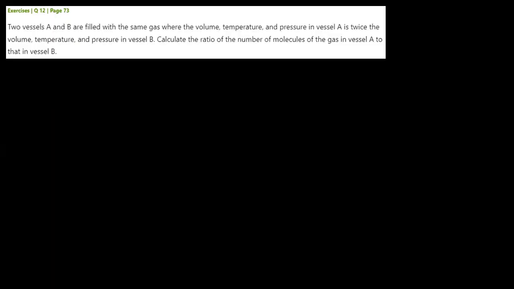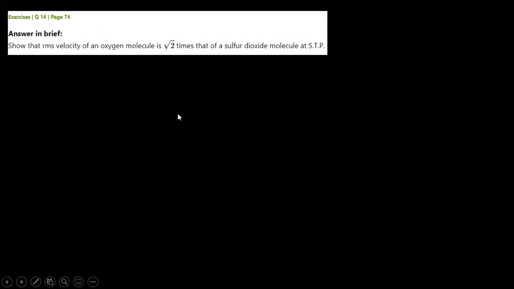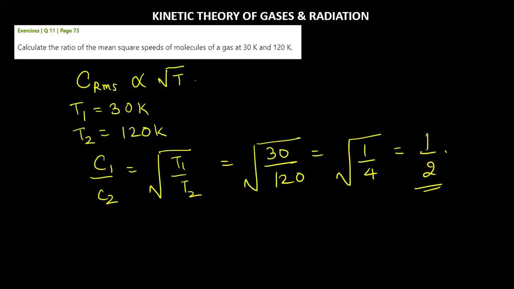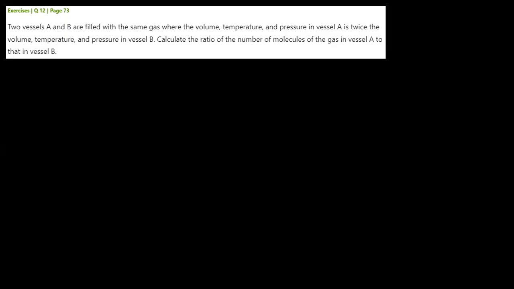There are two vessels A and B which are filled with the same gas. Now in the question they've already mentioned the vessels are filled with same gas where the volume, temperature and pressure, there are three quantities which are given. The volume, temperature and pressure in vessel A is twice the volume, temperature, pressure in vessel B. So this is the given data which is given to you.